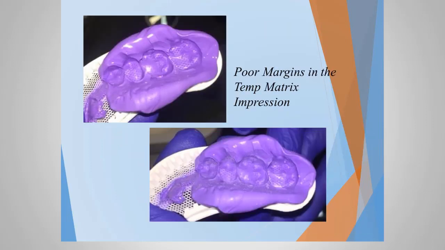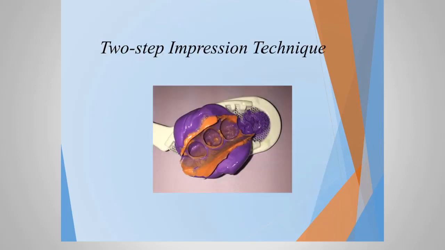Poor margins in the temporary matrix impression happen. Sometimes it's just hard to get a good impression that has definition, and that's why I like to go back in with my finishing burr to make more definite margins with these impressions. Another technique that I use to get more definition without using the burr is a two-step impression technique, where we take the impression with the bite registration material, let that get hard and set up, and then go back and add some light body material, some wash material, in that same impression to capture more detail.